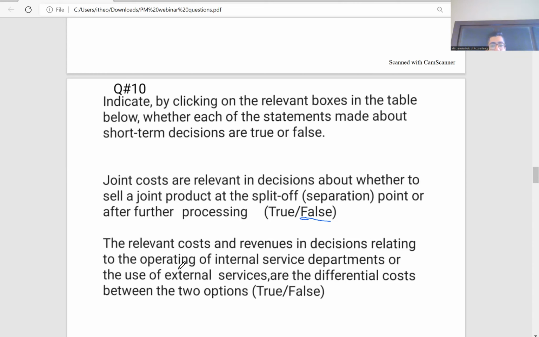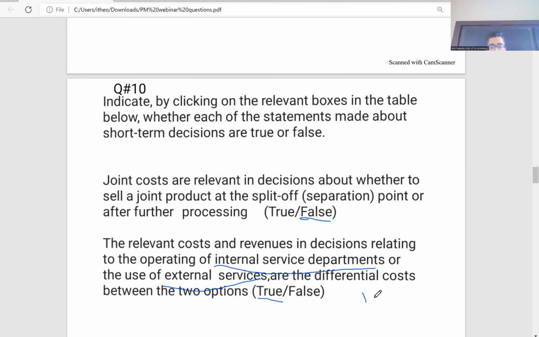Okay. The relevant costs and revenues in decisions relating to operating of internal service department or the use of external services are the differential between two options. Now, to take the decision on whether to use internal services or external services, what do we do? We decide by taking the differential of both. So this statement is true.